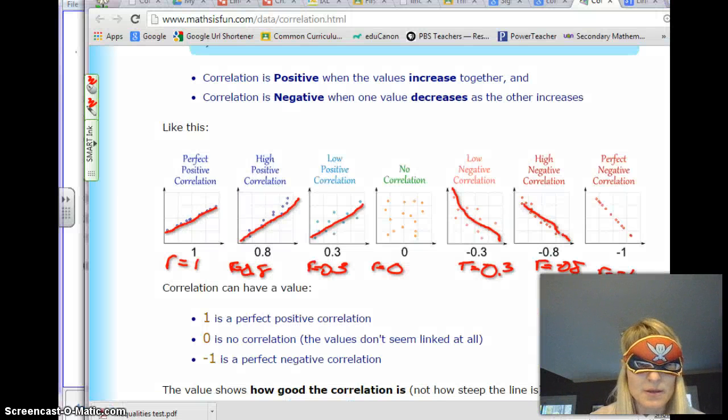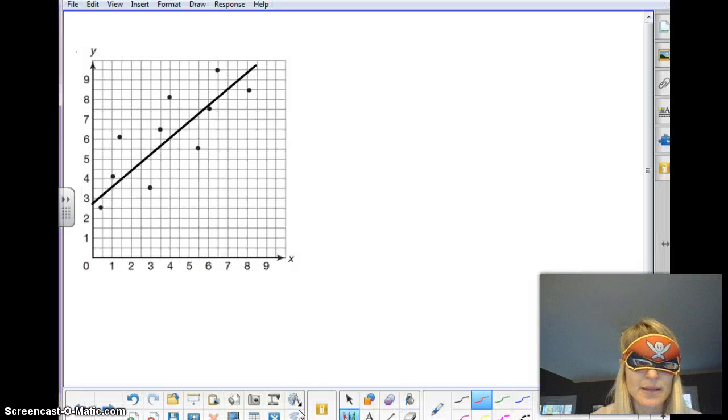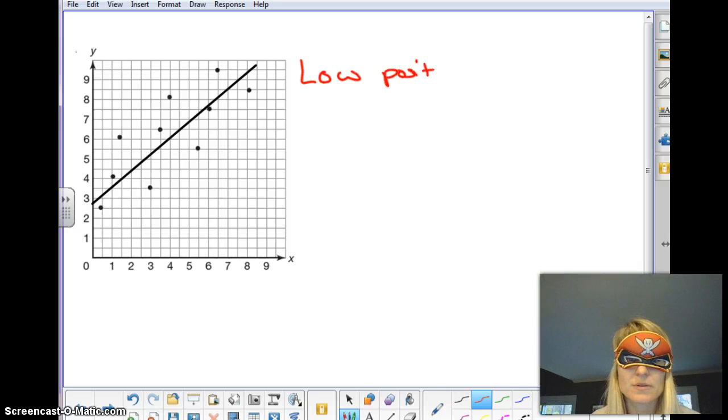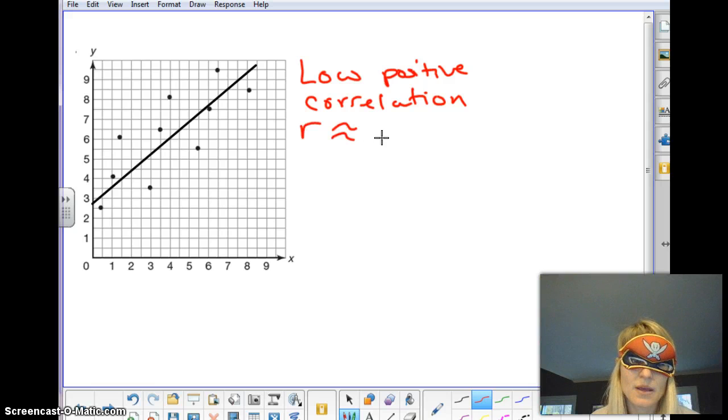that looked like almost a 0.3. And it might be something a little bit different. It might be like a 0.4 or 0.2, but again, we would say this is a low positive correlation. And if I had to guess, I might say R is about 0.4, maybe 0.3.